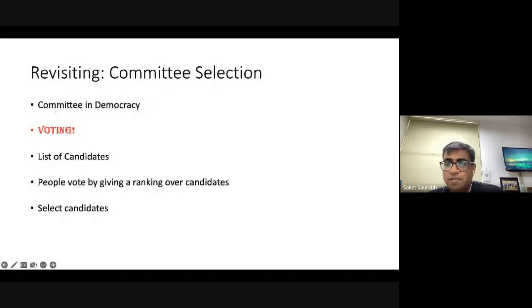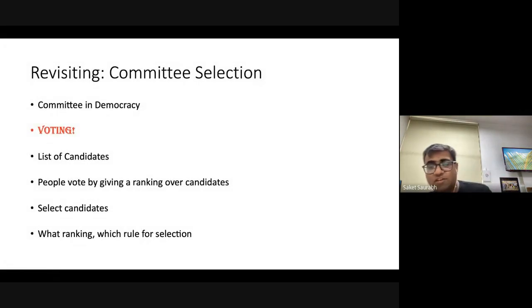So what is voting? Basically, you have a list of candidates. People vote by giving a ranking over candidates, and you have to select candidates. But I said lots of things. What ranking are we talking about? Are these strict rankings, like I prefer candidate 5 over candidate 4, or could there be ties also?